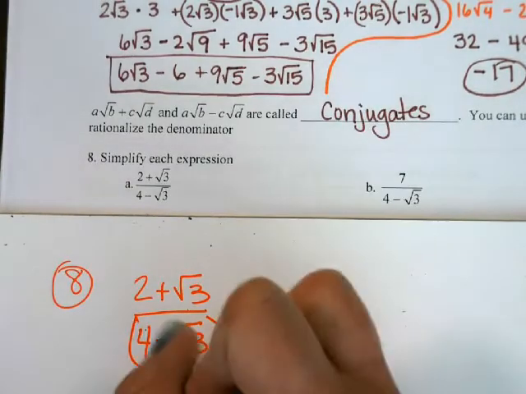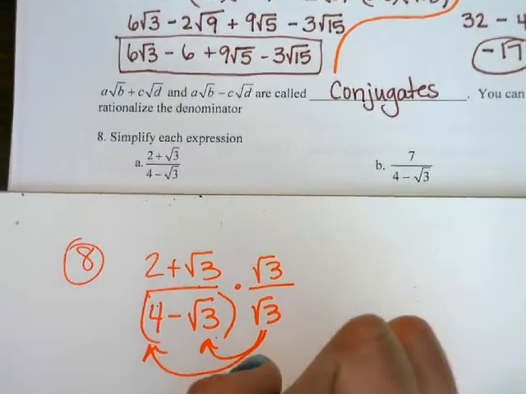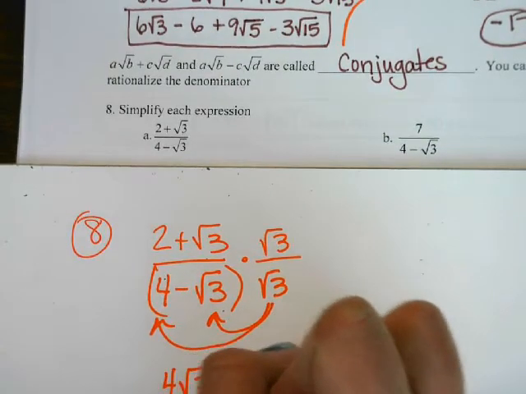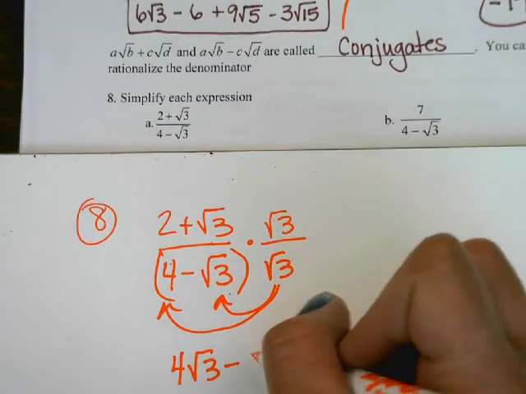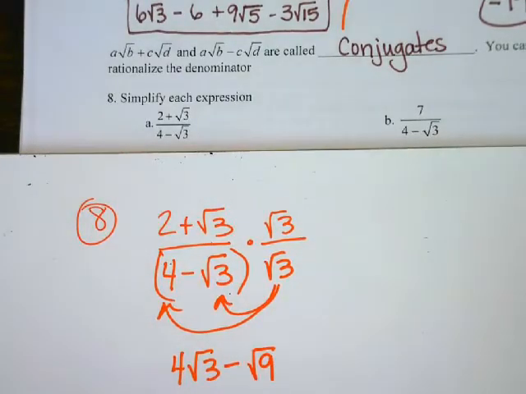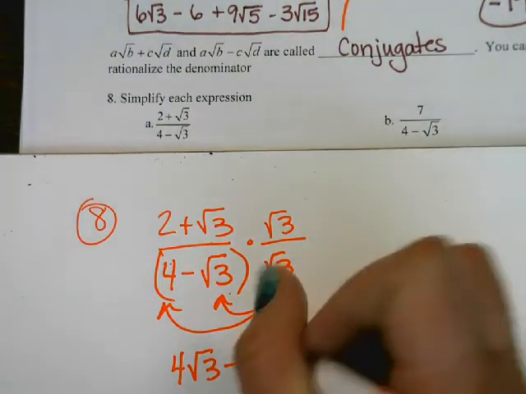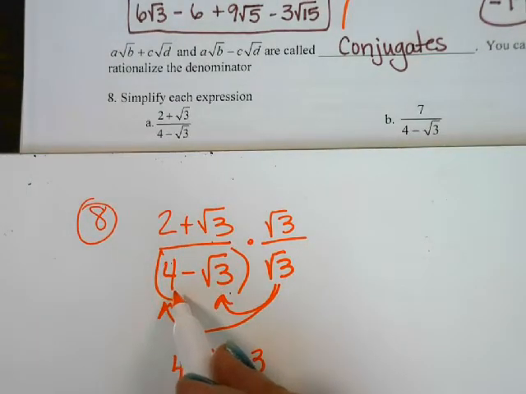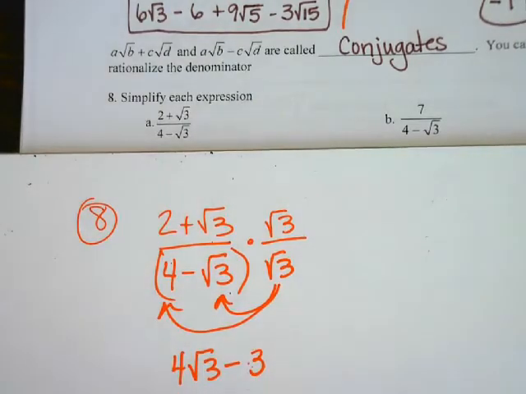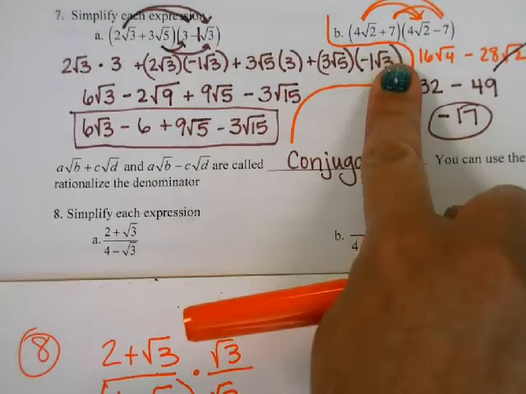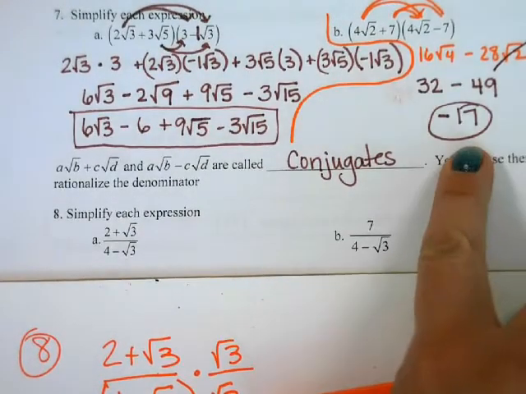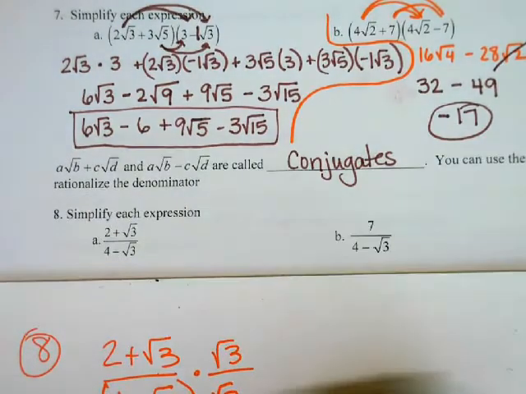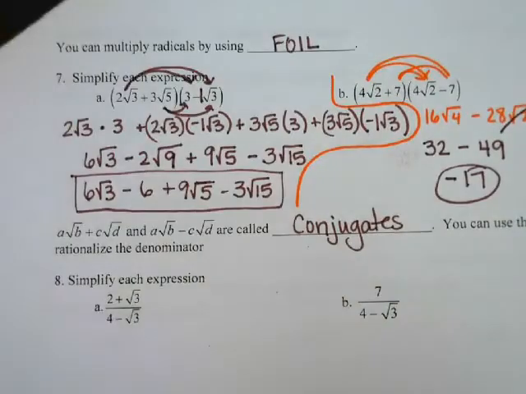I would have to distribute so that I get 4 root 3, don't write this down, it's not right, minus the square root of 9, and the square root of 9 is 3. Would that fix our denominator? No, it won't. We just moved our radical from here over to here. So instead, we want to get rid of that radical in the denominator completely, and we know that anytime we multiply by a conjugate, you'll always end up with just a number. So instead of rationalizing by root 3, we're going to rationalize by the conjugate.